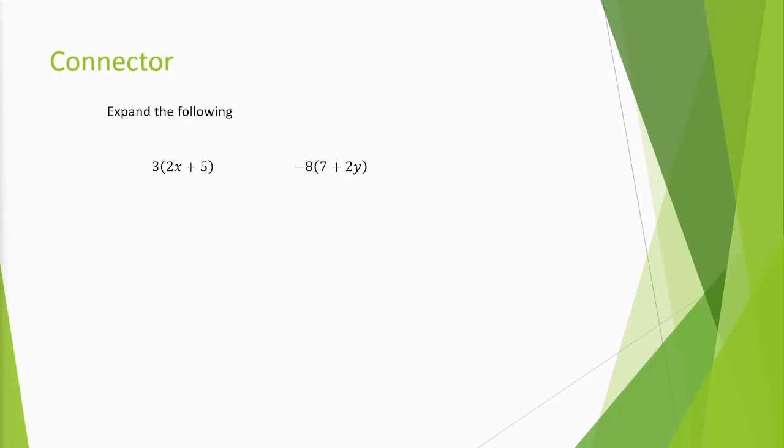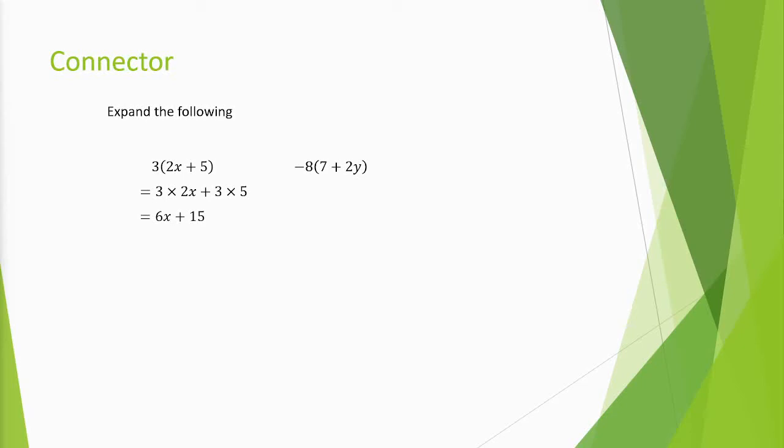We need to expand the following. We have 3 outside of 2x plus 5, and we have negative 8 outside of 7 plus 2y. For the first one, we just take that coefficient of 3 from outside the brackets, and we multiply it into both terms that are in the bracket. So we get 3 times 2x and 3 times 5. And we leave our operator of plus in the middle because that's the operator that was in the middle of the brackets. And we simplify that down to 6x plus 15.